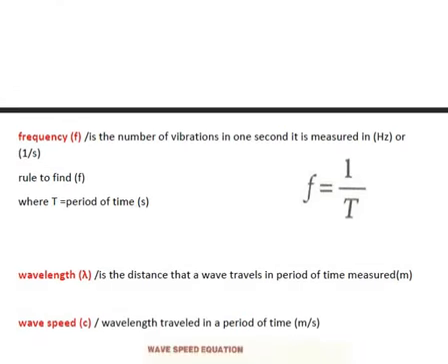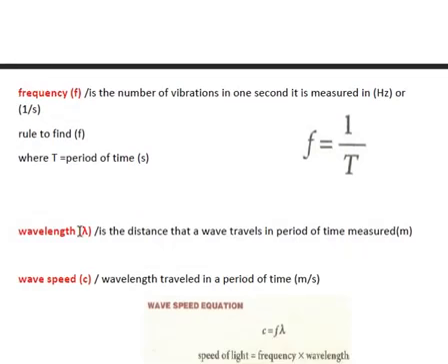According to the wavelength, here we have a new symbol. This symbol is called lambda. Lambda is a Greek letter. We are using it as the symbol of wavelength here. It says it is the distance that a wave travels in a period of time, and it's measured in meters. So it's actually the distance of a wave. And we said in the figure we showed before, wavelength is the distance between two crests or two troughs.